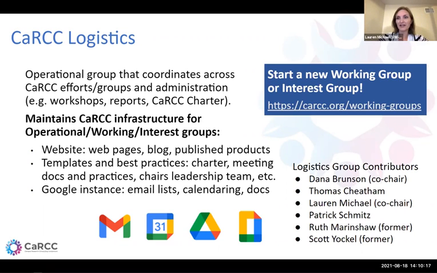These include our website, where working groups and interest groups can advertise what they do, who's leading, and how to get involved. We have templates and best practices for operating working groups, including template charters, meeting docs, and best practices for conducting meetings that induce shared ownership and engagement in working groups. And then also email lists, calendaring, and docs through Google that all of our working groups can leverage. And if you are interested in starting a new working or interest group, we've got a page that talks about exactly how to do that, listing our existing groups, and the logistics team would be there to support you. With that, I'll hand it off to the next person.